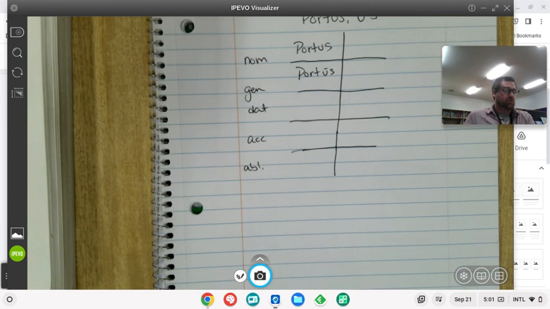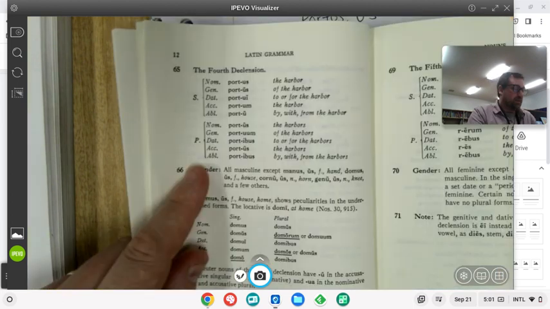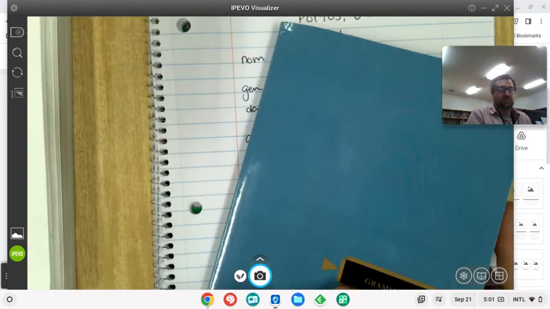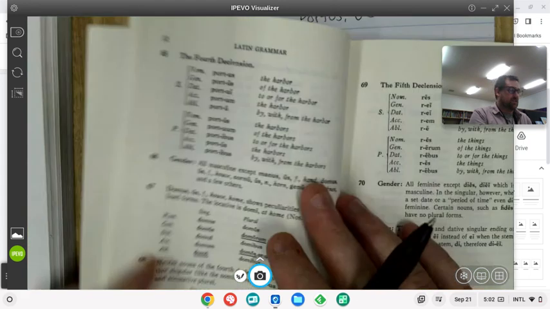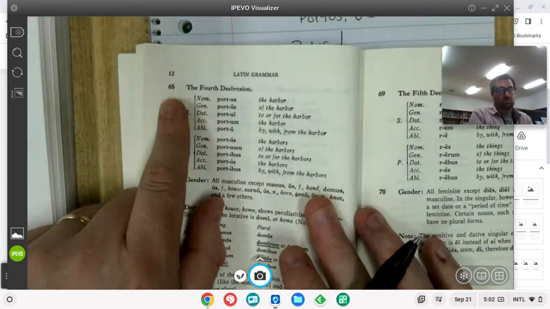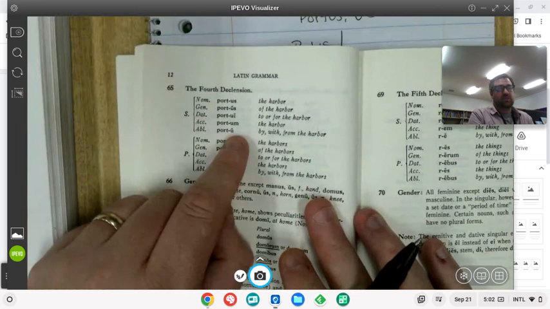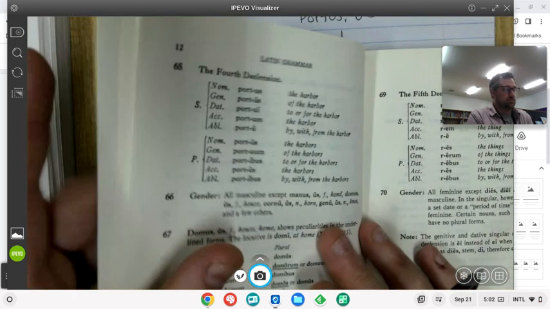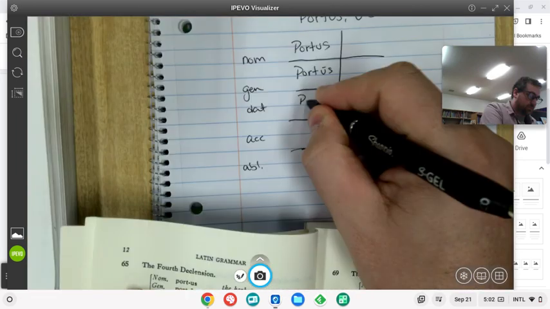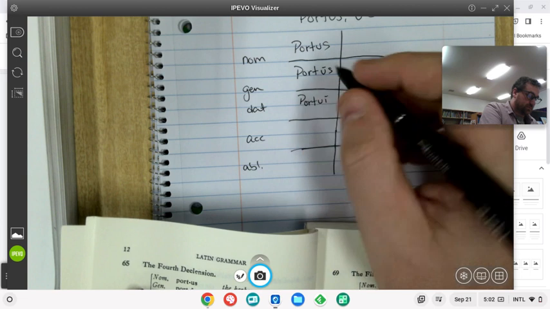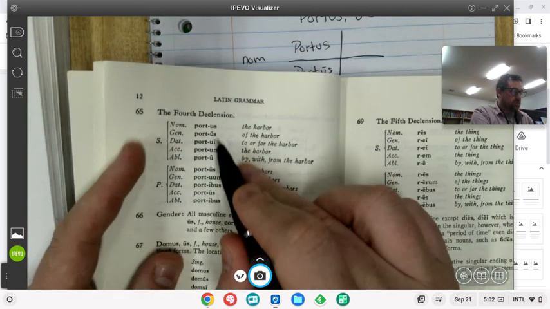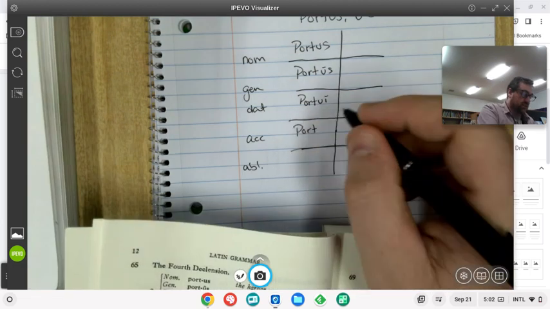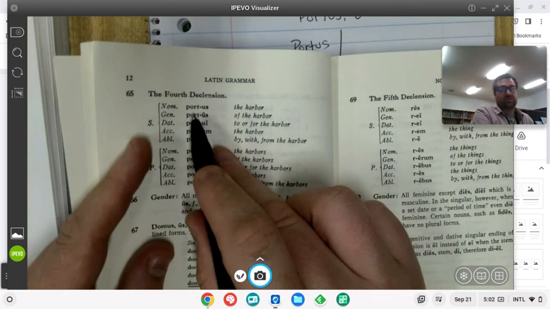Okay, portus. In our grammar book, on page 12, rule 65, we have the fourth declension: us, us, ui. So this would be portui. Us, us, ui. And there's portum again. Everything to the left of the dash would be our stem.